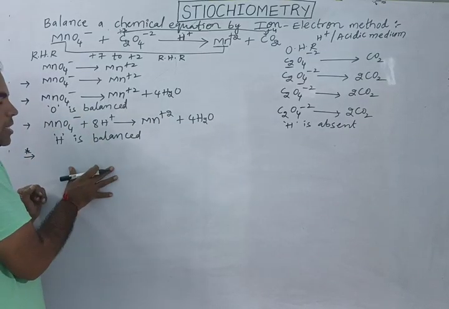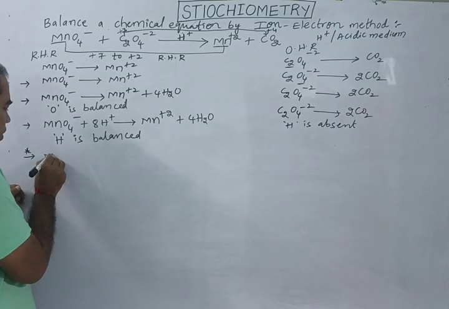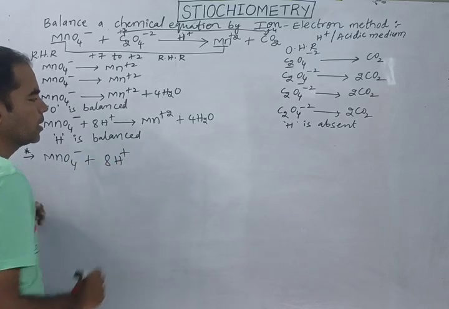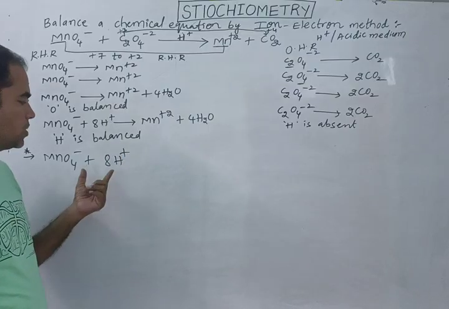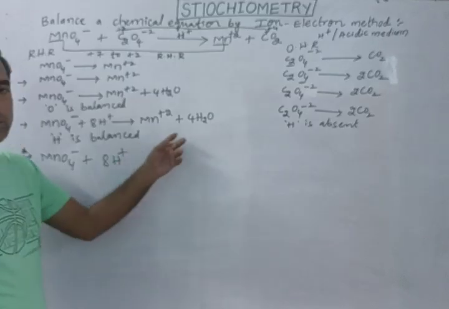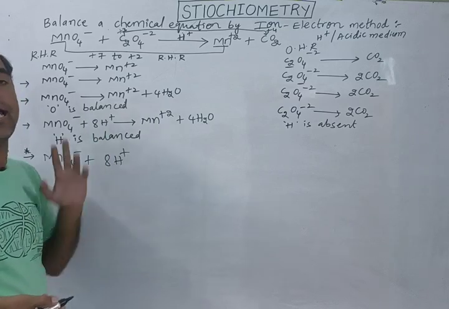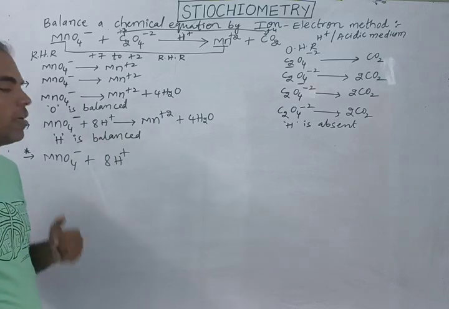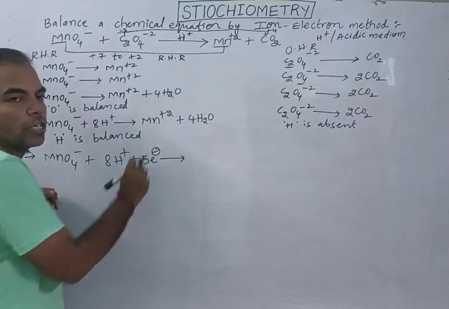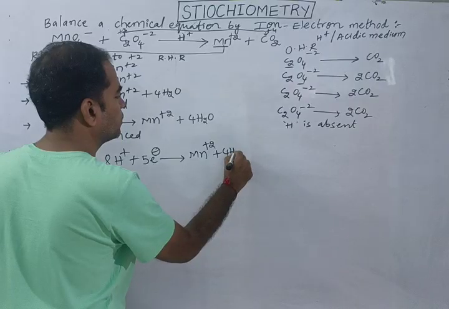To balance the charges, we should add the required number of electrons. See, MnO4 minus plus 8H plus. 8 positive, 1 negative. That means the net charge is plus 7. Here left side plus 7, here plus 2. How many electrons are added to balance the charge? We should add 5 electrons. Why? Because electron means negative charge. Then we get Mn plus 2 plus 4H2O.